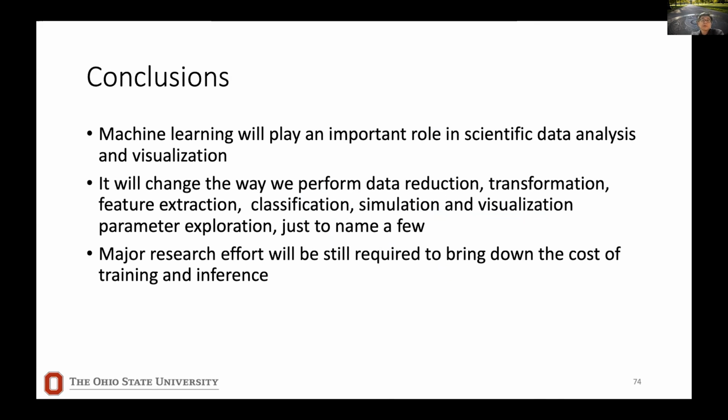Now, let me give you my conclusion. I firmly believe that machine learning is going to play an important role in scientific data analysis and visualization for the years to come. Like in the very beginning, I said machine learning can be used to extract set information as a latent. It can be used for classification and segmentation, and for data reduction. It can be used for simulation surrogate, which we have a paper on just this week in SIGVIS, and also a SIGVIS best paper in 2019. So I believe it has full potential.